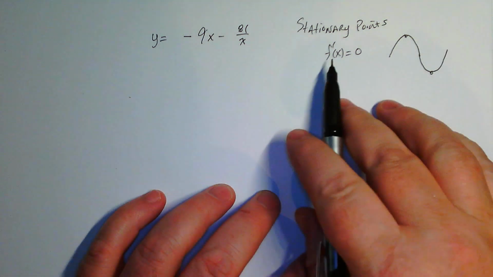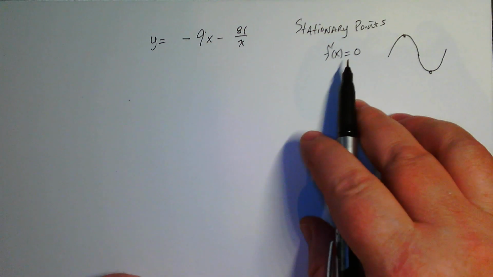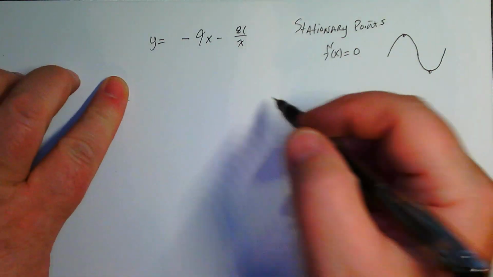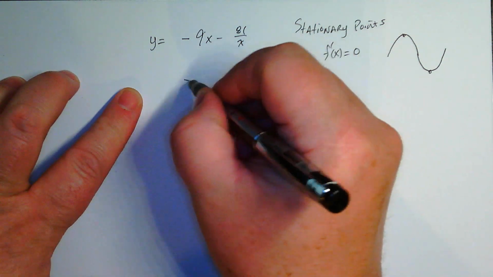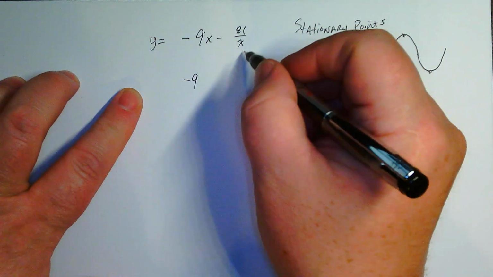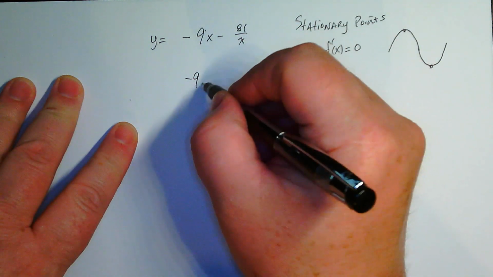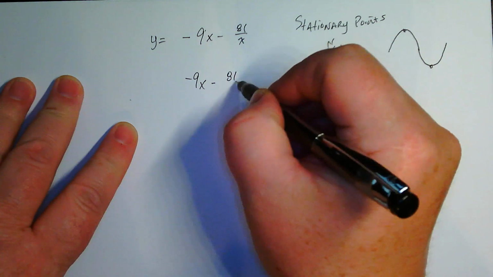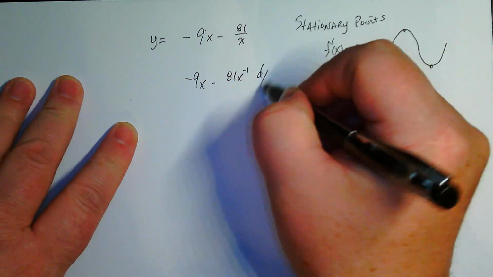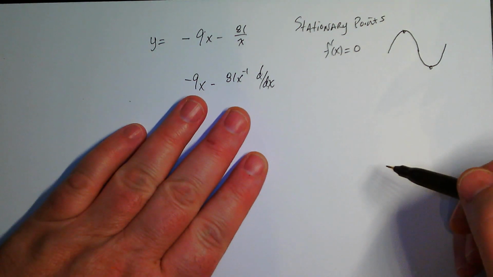Either way, you take the derivative, you set it equal to 0, solve for x. That's what we're going to do here. So we have to figure out what is the derivative of this thing right here. So we're going to take the derivative of this, so that's going to be negative 9, minus 81 x to the negative 1, d dx. So there we go right there, right? So we're going to take the derivative of this thing right here.